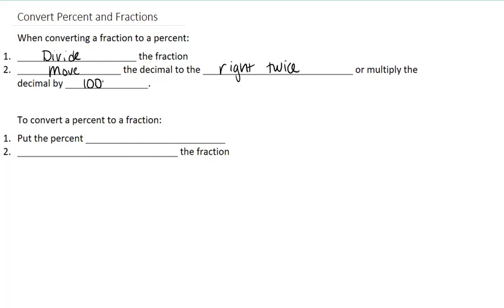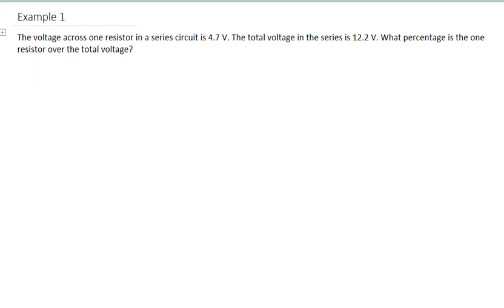Then if we need to convert a percent to a fraction, our first step is we'll put the percent over 100, and then we will reduce the fraction if possible. Now let's look at an example.